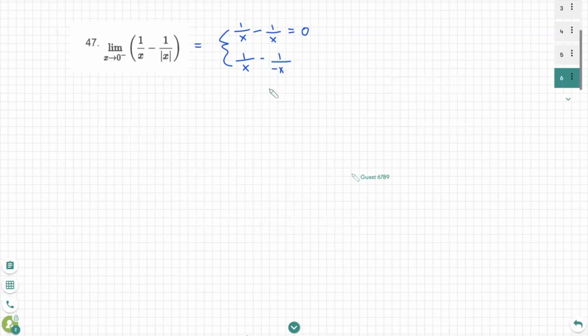Well, so if it's the second one, what does that simplify to? 1 over x plus 1 over x. What if you combine those, what do you got? 2 over x. 2 over x, right? And then, when do these functions apply?